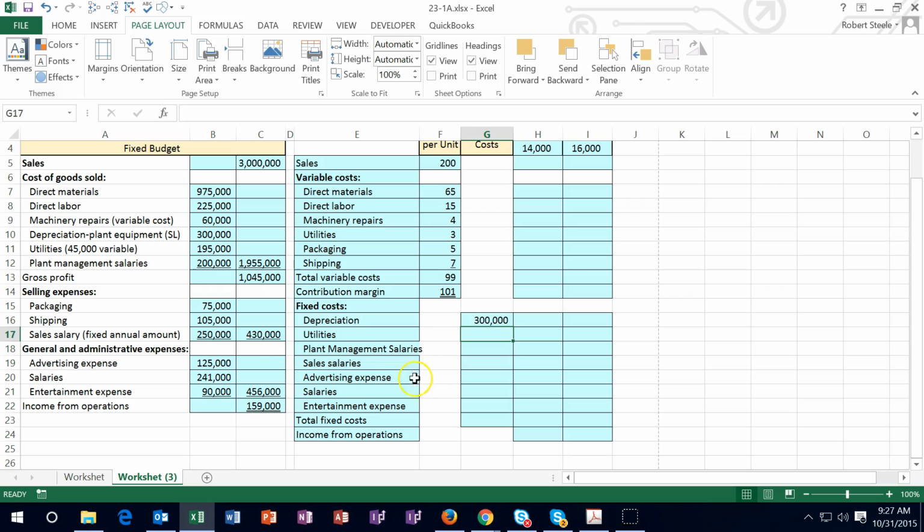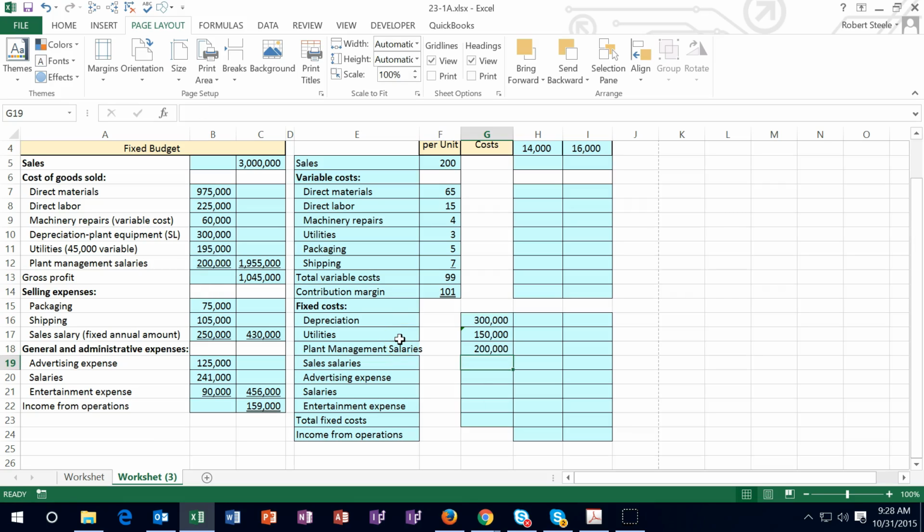Doesn't matter. Utilities, we had a mixed cost. It said that the total was this 195, minus the variable portion of 45,000, which means that the fixed portion must be 150, because the 150 fixed portion plus the 45,000 variable portion would equal the 195 total utilities. Plant management fees, the manager gets paid no matter how many units are produced. So we get the 200,000 there.